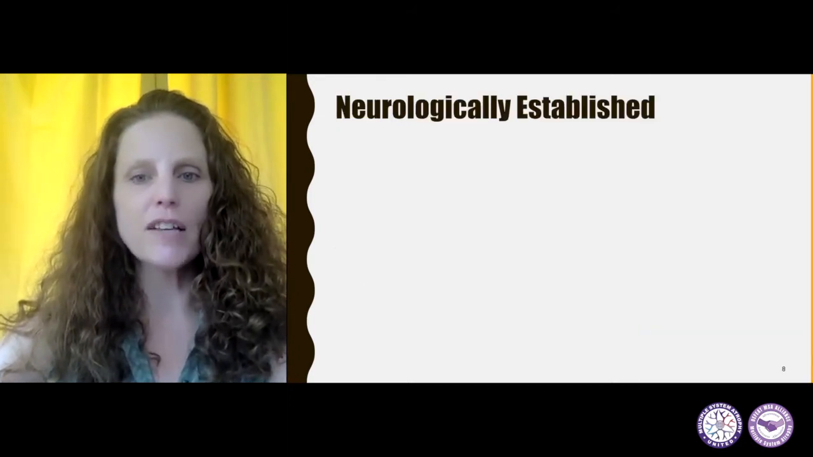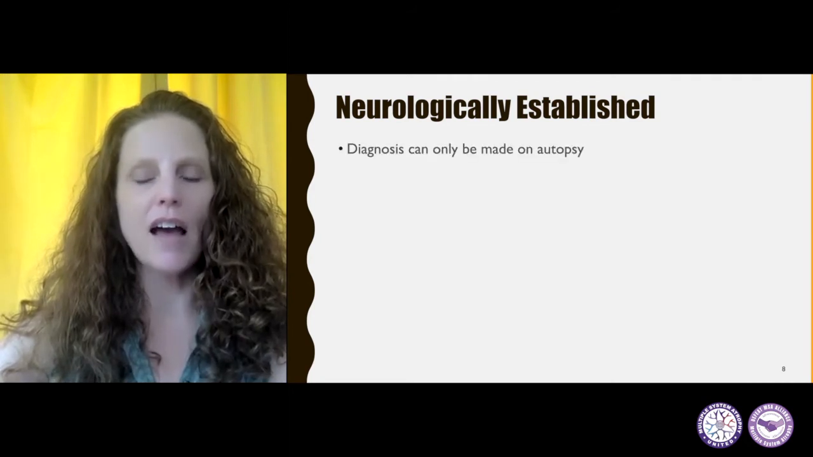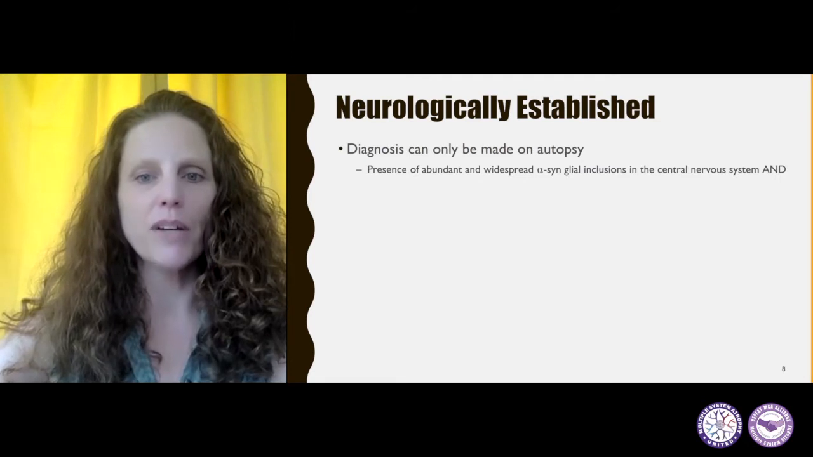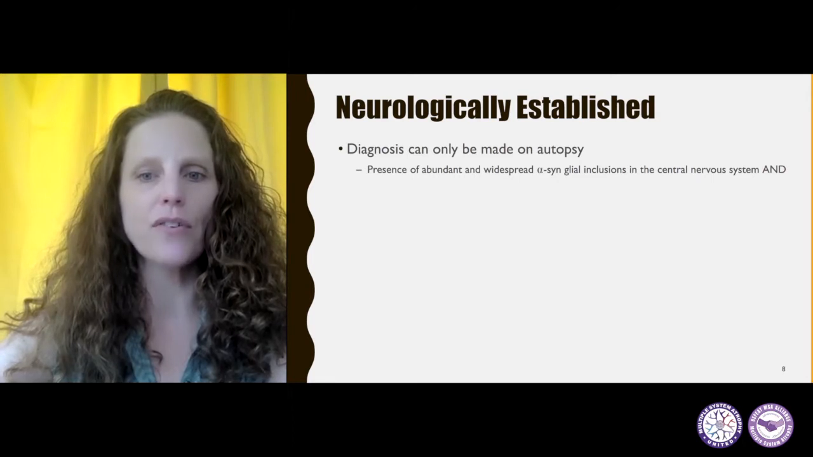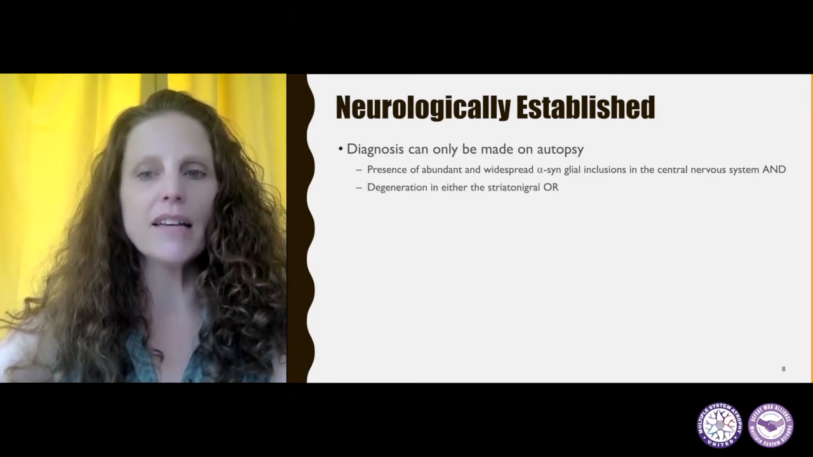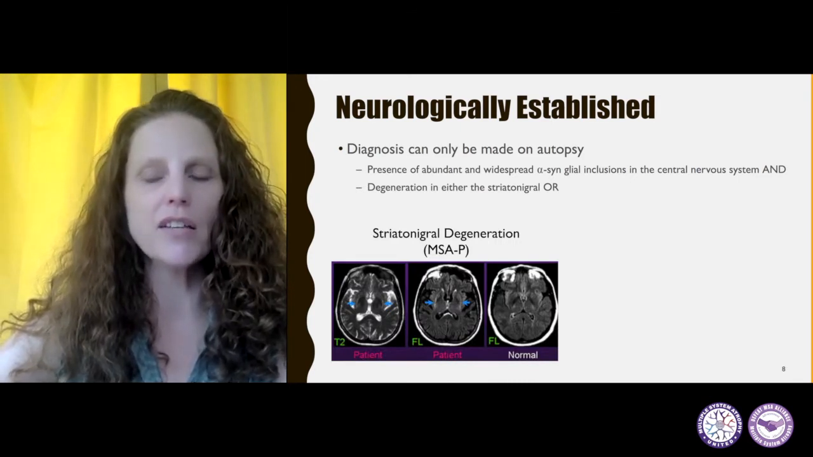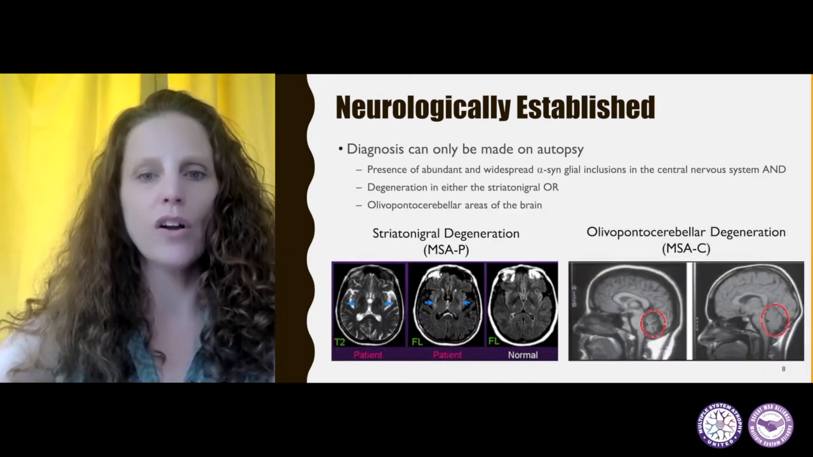For a neuropathologically established MSA, a diagnosis can only be made on autopsy. Brain tissue samples will demonstrate the presence of abundant and widespread alpha-synuclein glial inclusions throughout the central nervous system, and either striatonigral degeneration in the case of MSA-P or olivopontocerebellar degeneration in the case of MSA-C.